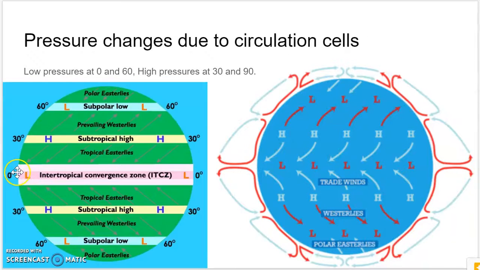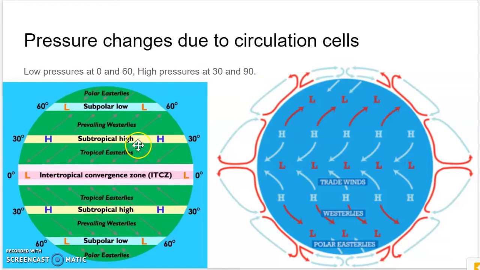So we have low pressure at the equator, high pressure at the poles, but then we also have a high pressure here at 30 degrees and low pressure here at 60 degrees. And in this case, it doesn't have much to do with the temperature. It has to do with the direction of this circulation. Here, the air is coming down to create that high pressure. Here, the air is going up to create that low pressure.